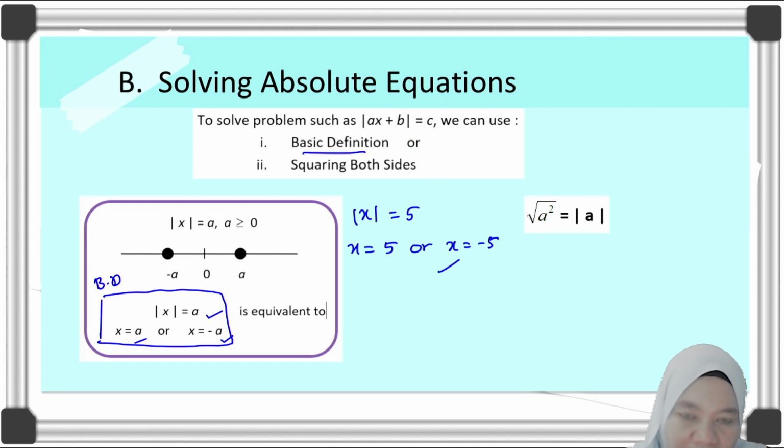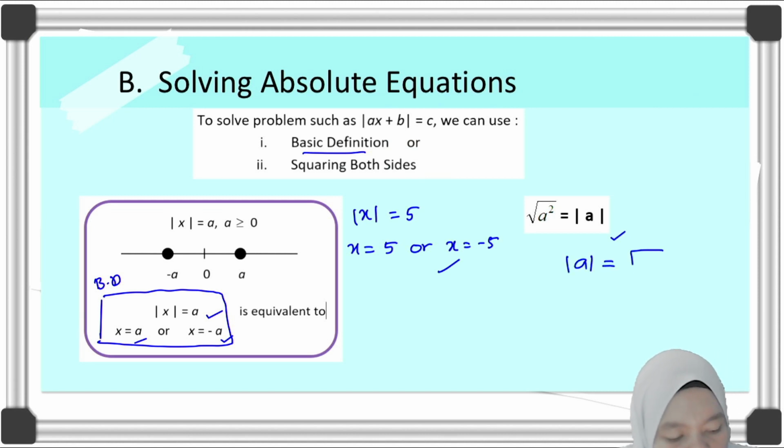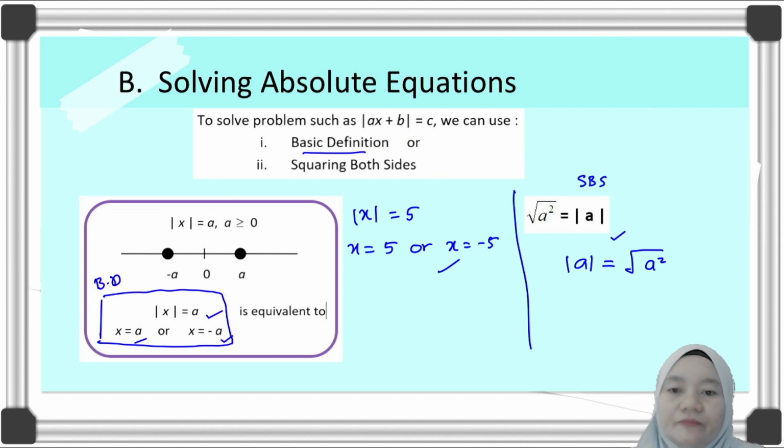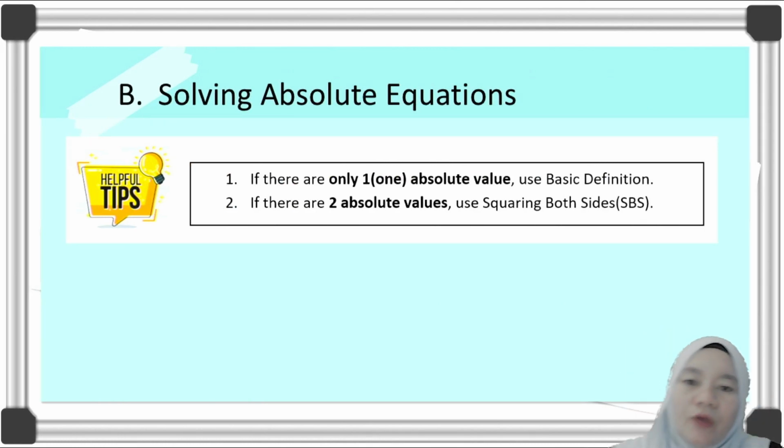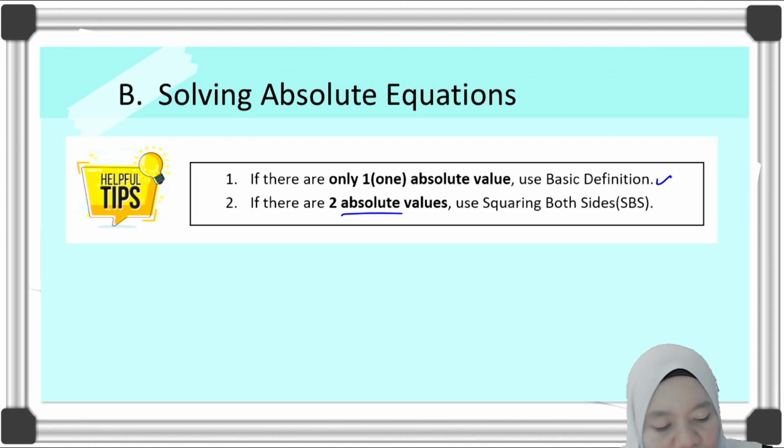For squaring both sides, we usually begin with this property: the absolute value of a is equal to the square root of a squared. So we will use this for squaring both sides. Alright, there is a tip here. If there is only one absolute value, use the basic definition. If there are two absolute values, we use squaring both sides.